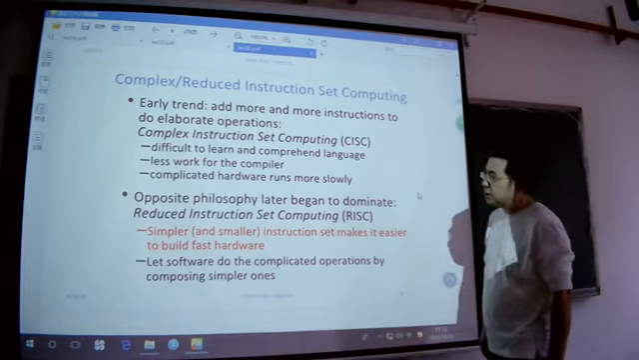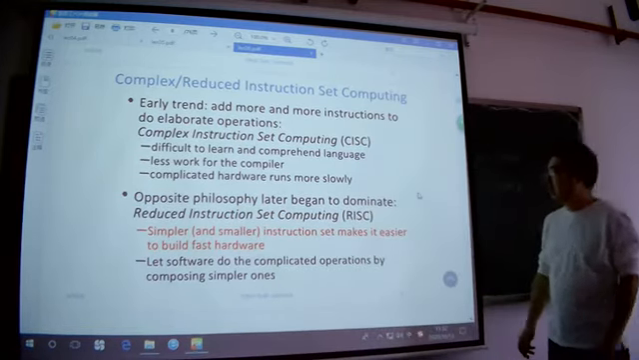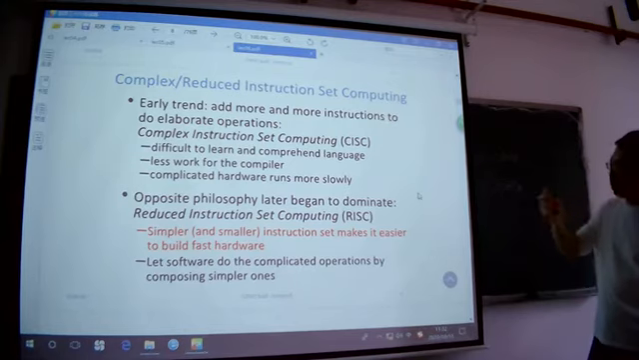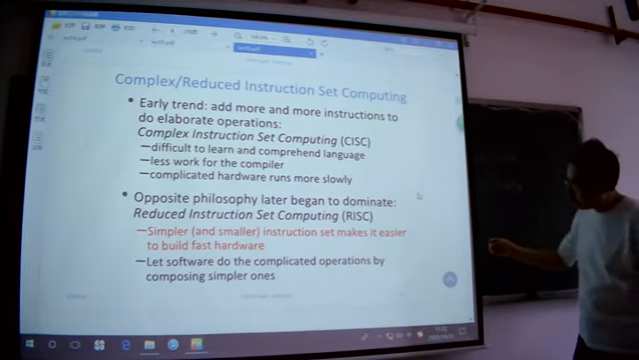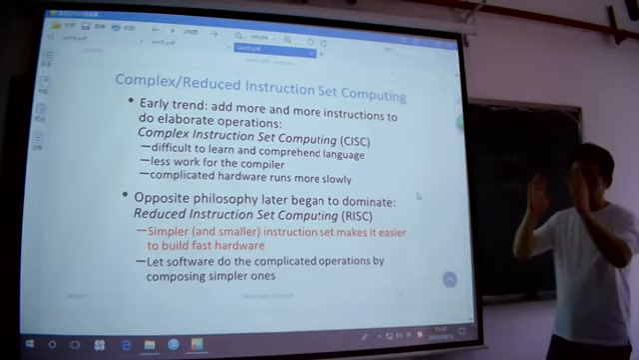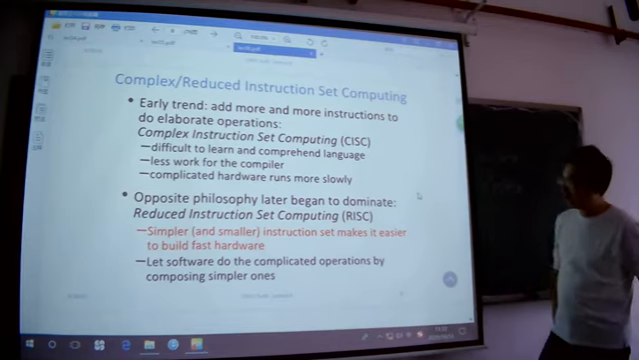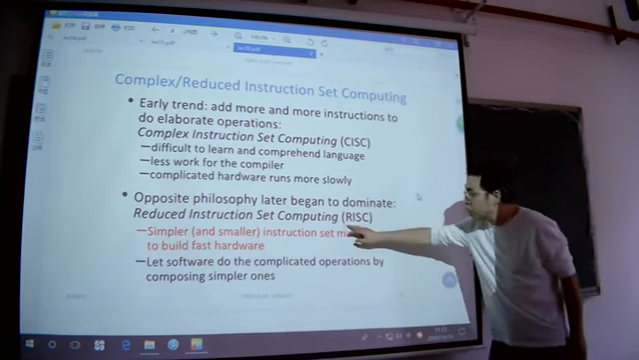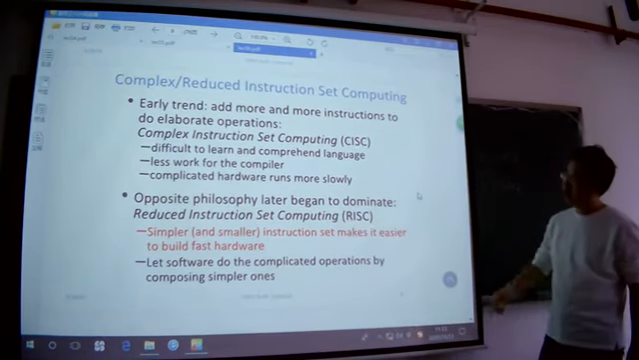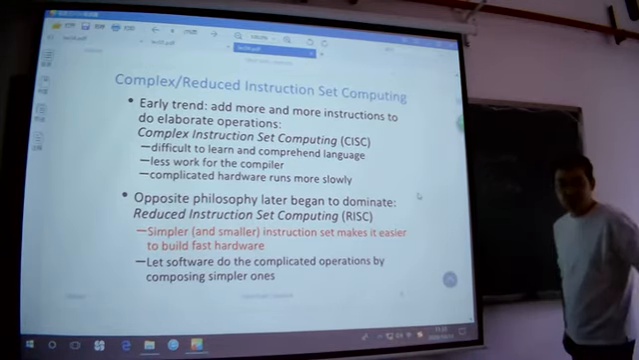Yeah. The opposite philosophy later began to dominate. We find reduced instruction set computing. So you can find in the ebook RISC as the logo in the book. So we find RISC is the effective or useful method in the instruction set.